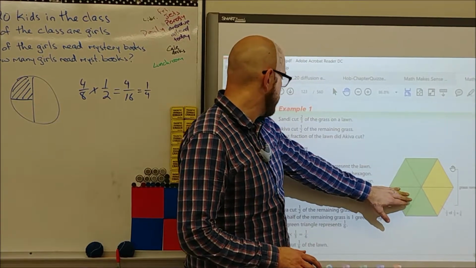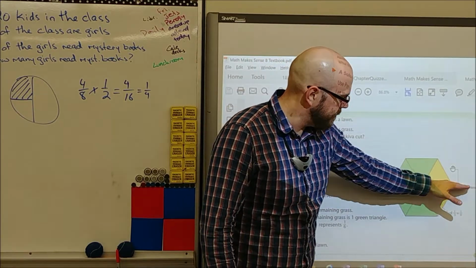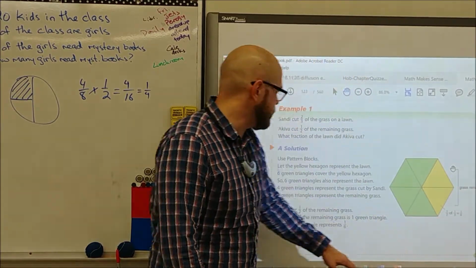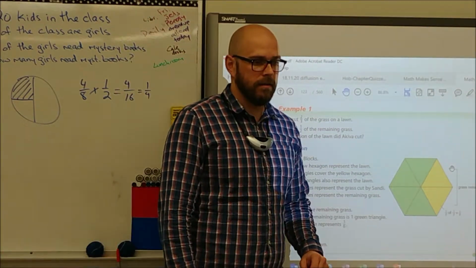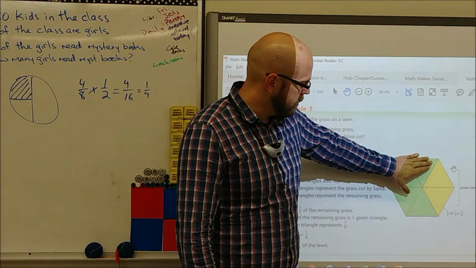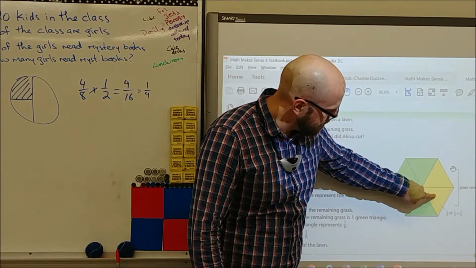Okay, so we got, what was her name? Sandy cut 2/3. Akiva cut half of the remaining grass. What fraction of the lawn did Akiva cut? Let's take a look. She cut 2/3. He cut half of the remaining. How much did he cut?